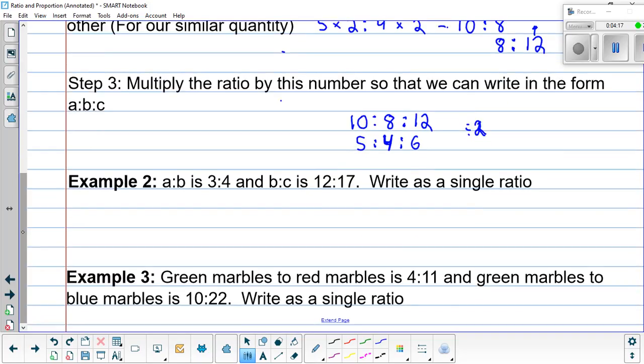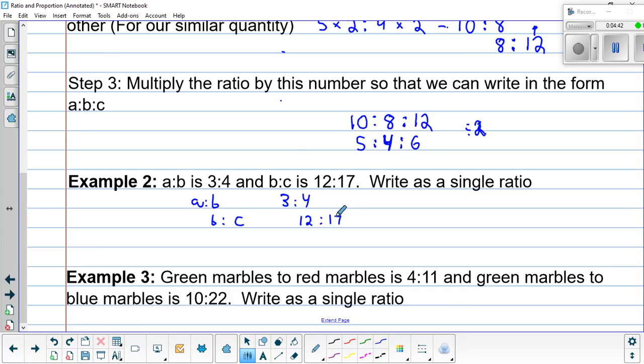So we have A to B. I dropped a lot of the stuff and just gave you the nitty gritty. So A to B is 3 to 4, and then we're going to have B to C. A to B is 3 to 4, and then B to C is 12 to 17.